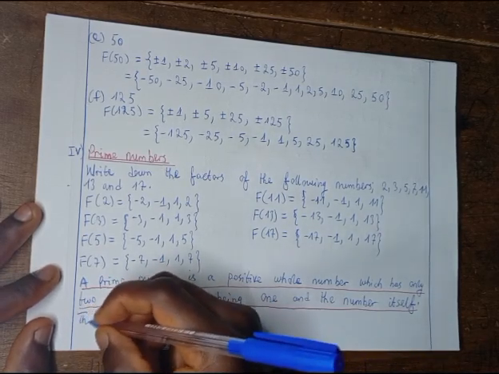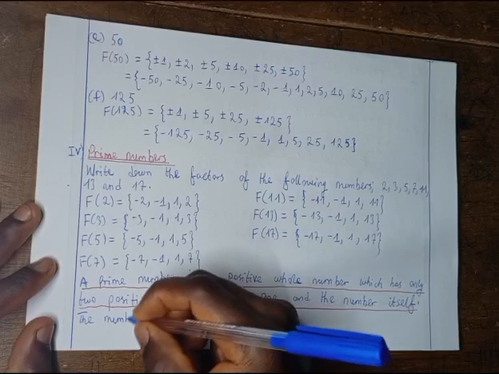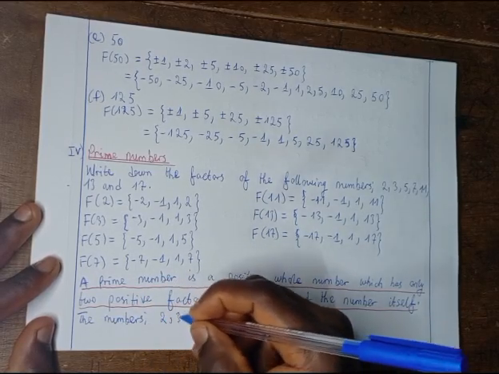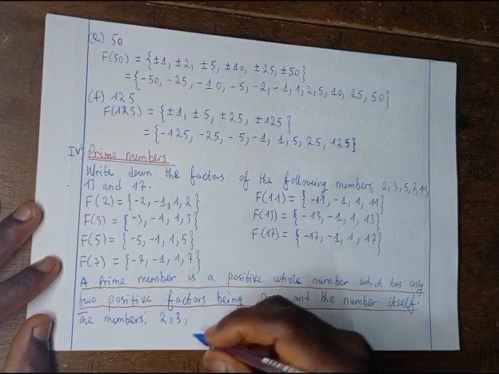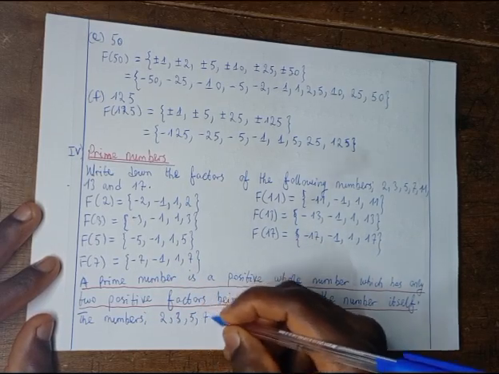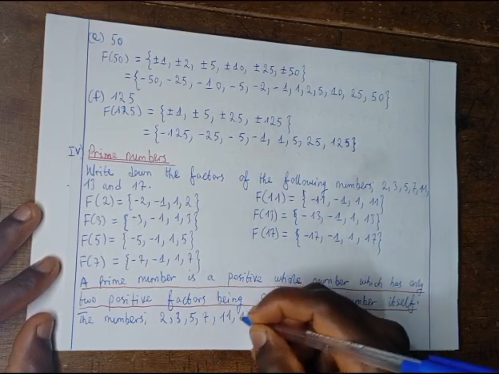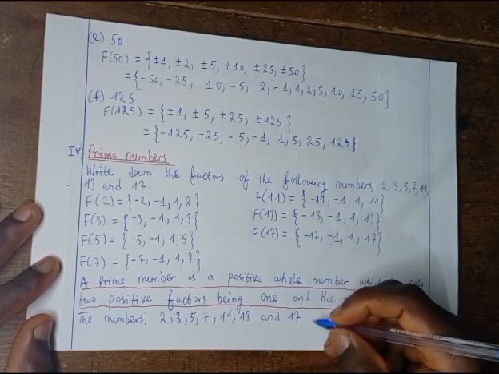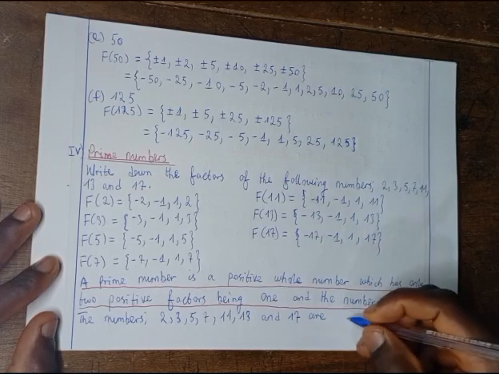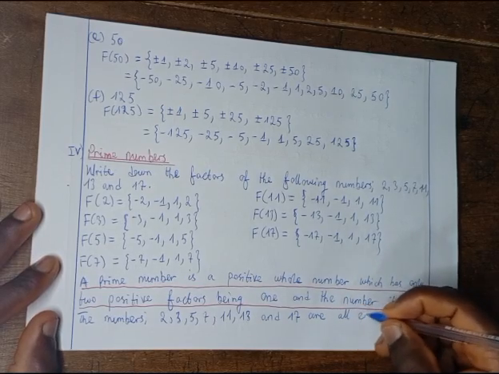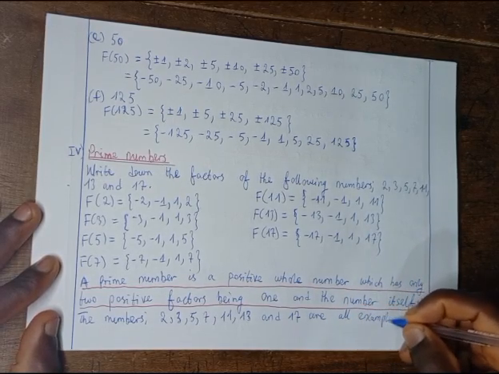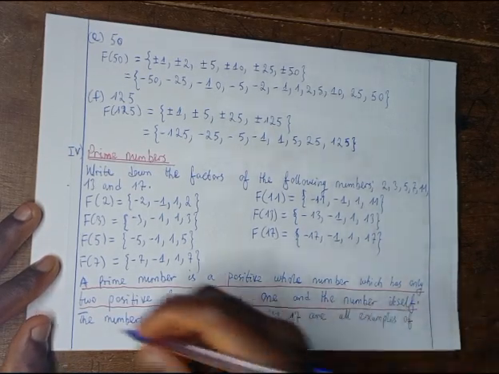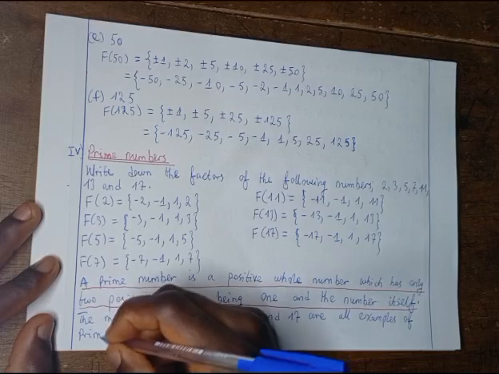Next, let's write this down. The numbers 2, 3, 5, 7, 11, 13, and 17 are all examples of prime numbers.